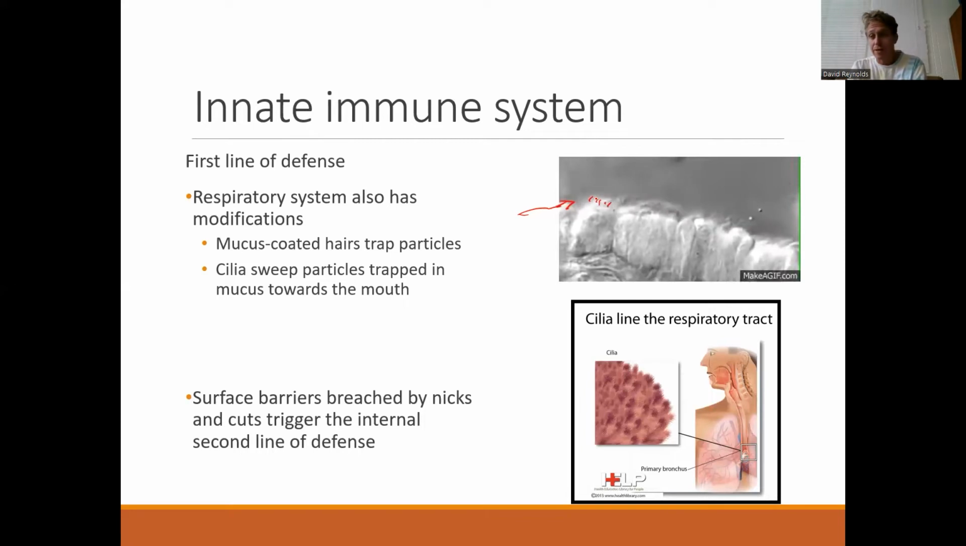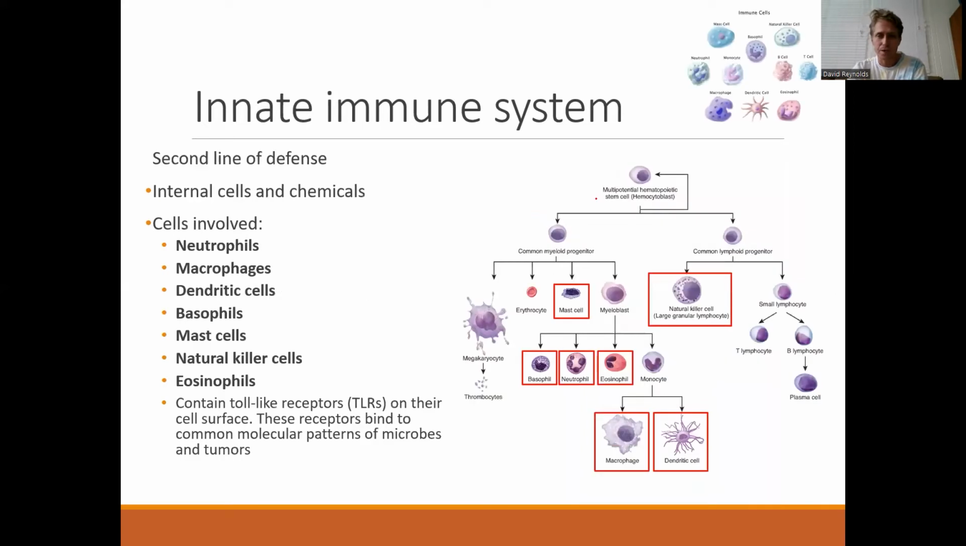Now, they're not 100% effective, though, obviously, because we do get infections. So whether there's just too many microbes for these defenses to stop, or there's some sort of breach in this barrier, either through nicks and cuts, then you're going to have the infection come into your soft tissue, which is going to trigger the next stage of this innate immune response.